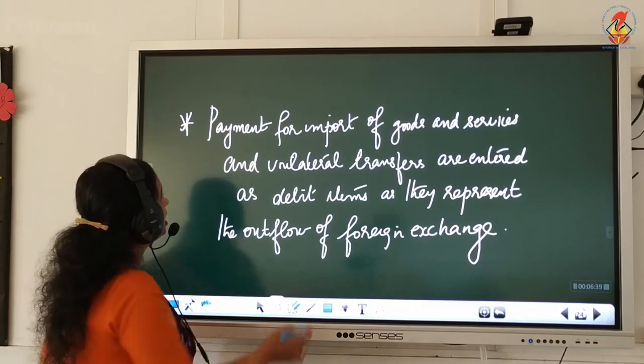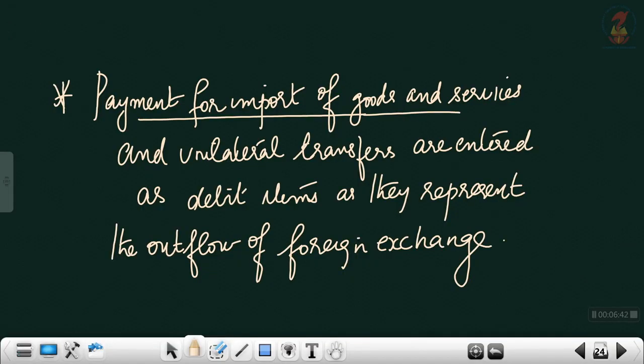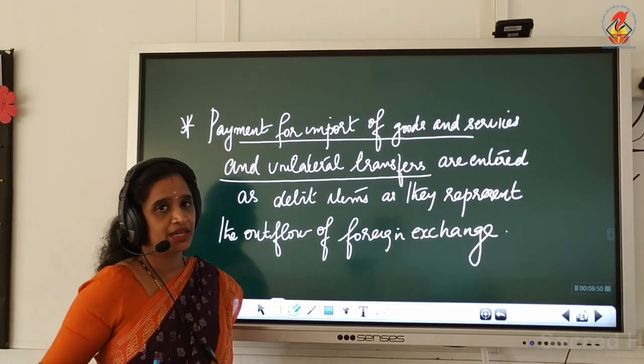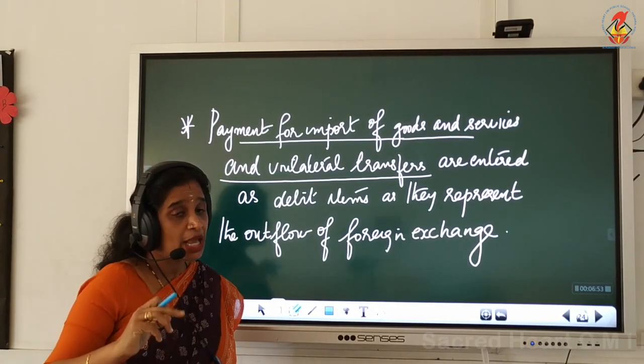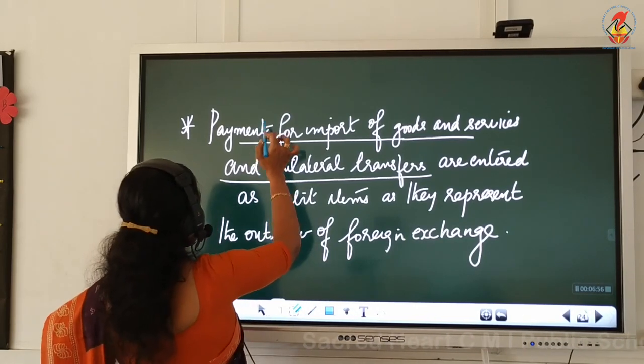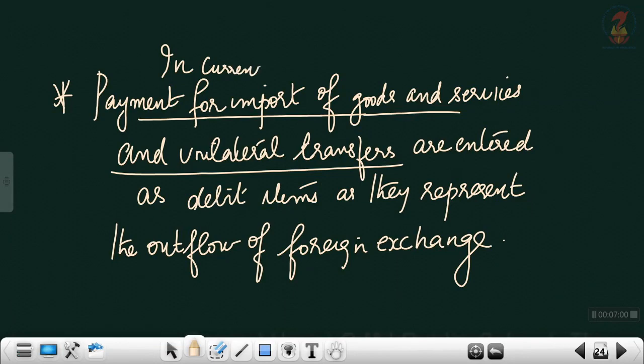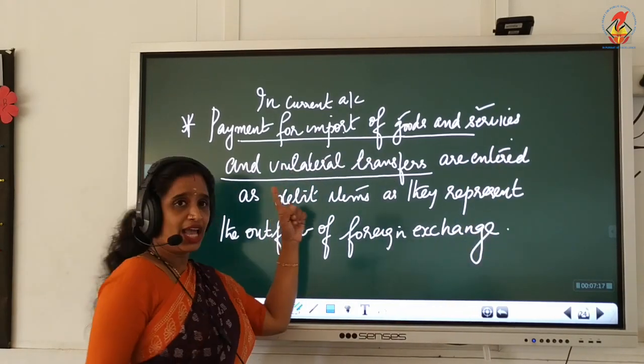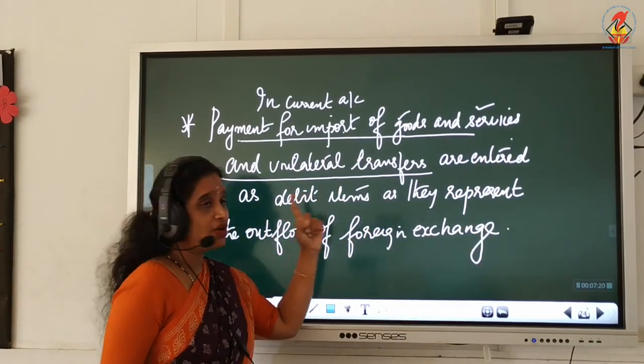Obviously it will be import. Payment for imports of goods and services and unilateral transfers. Once again I am repeating, the current account has three components: unilateral, visible items and invisible items. Visible is goods, invisible is services. In the current account, we are making payment. When we are importing something, we are making payment. The payment for imports of goods and services. Goods means visible items, services means invisible items, and unilateral transfers. Payment for all these three.